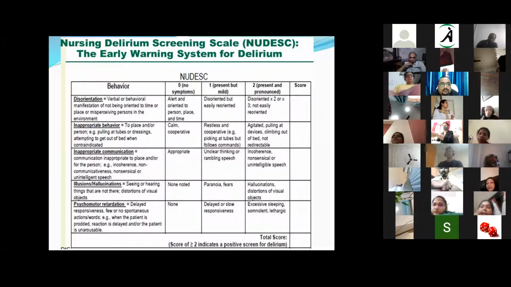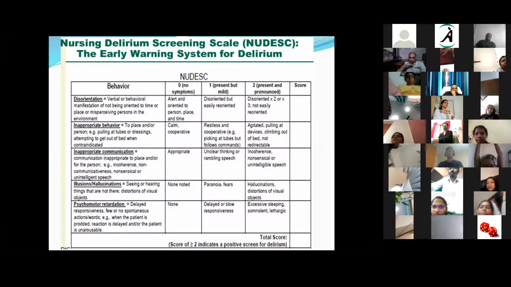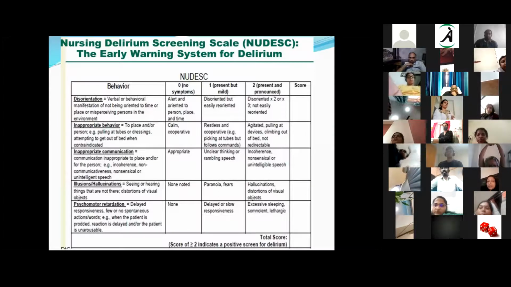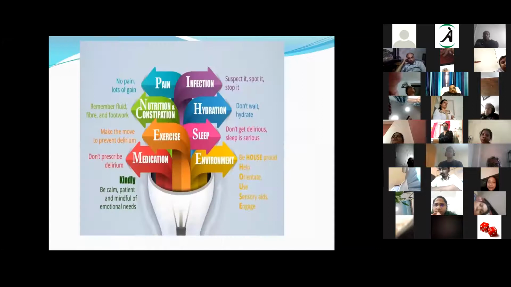So these have the component of disorientation, inappropriate behavior, inappropriate communication. Patient may present with hallucination. Patient may have psychomotor retardation. So these are the features. You mark them, and if you have a score of more than 2, it means the patient has a positive screening for delirium.